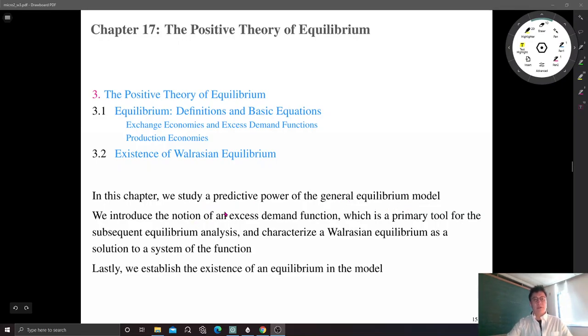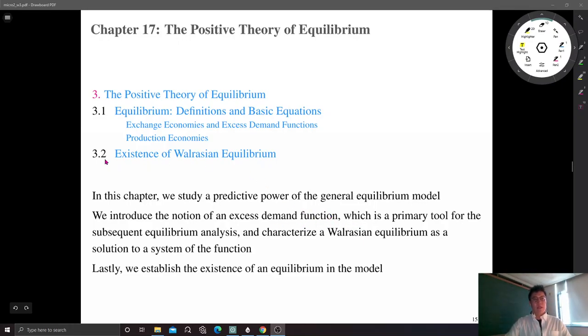For this purpose, I introduce the notion of the excess demand function. That is a primary tool for our subsequent equilibrium analysis. Using this excess demand function, we characterize a Walrasian equilibrium. The excess demand function enables us to characterize equilibrium as a solution to a system of equations. So that is a really convenient tool for finding equilibrium. And we are going to study several properties of the excess demand function as well.